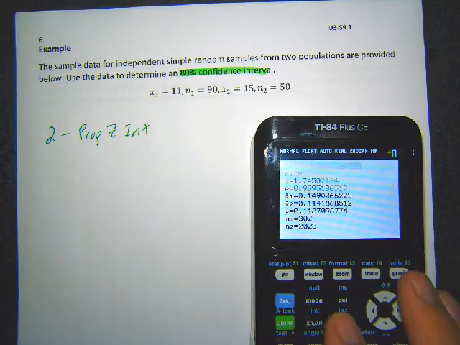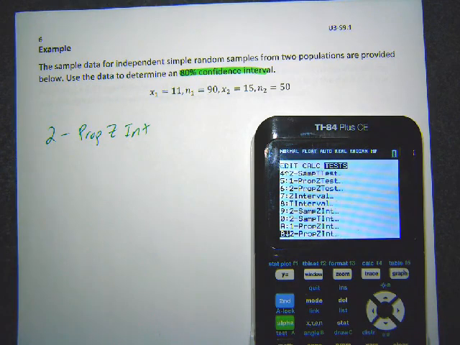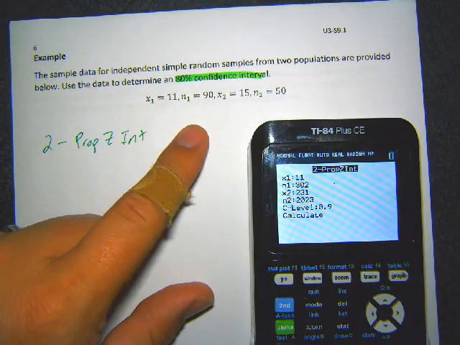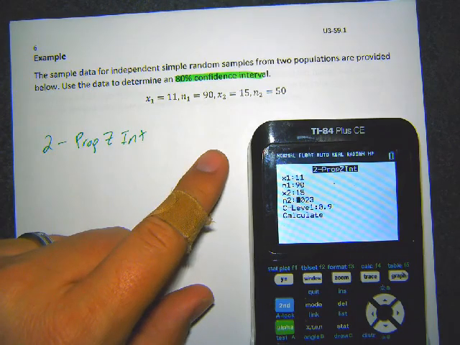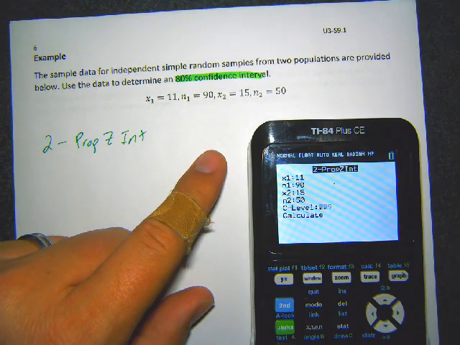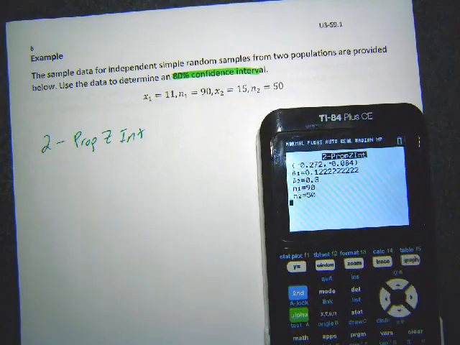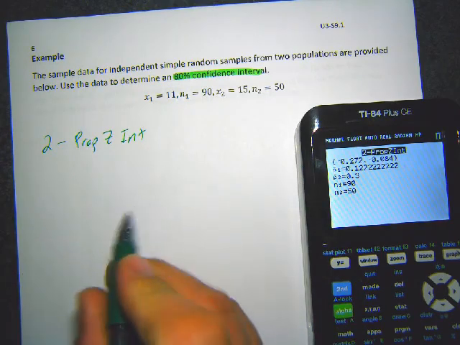Okay, so let's go to tests, and if you go down far enough, you'll get to 2 prop z interval. So not hypothesis test, because we're not checking a hypothesis. We're creating an interval. So what's the range of values? x1 would be our 11 that we have up here. N1 is 90. X2 is 15. N2 is 50. The confidence level we want is 0.8. So calculate this, and that will give us our interval. Pretty straightforward, right? That's the nice thing about 2 prop z interval. You just put in that data, and then we get the answer.